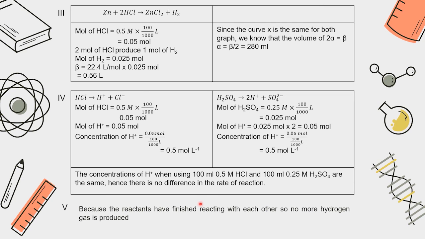And as for the last part, why does the reaction stop at beta volume of gas? It is because the reactants have finished reacting with each other. That means no more reactant particles are available to form bonds, so no more hydrogen gas is produced. That's why in the graph it just shows constant volume.